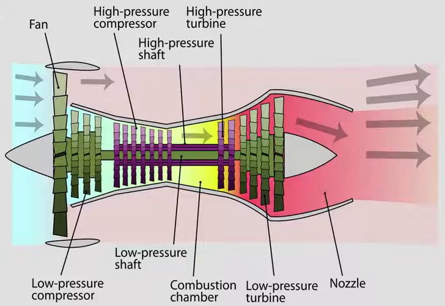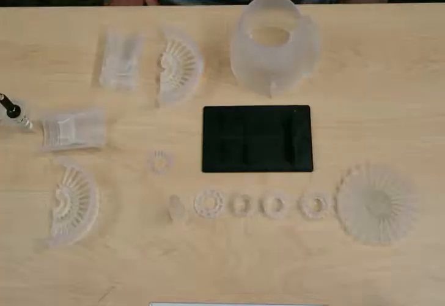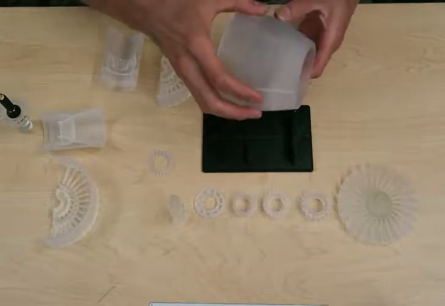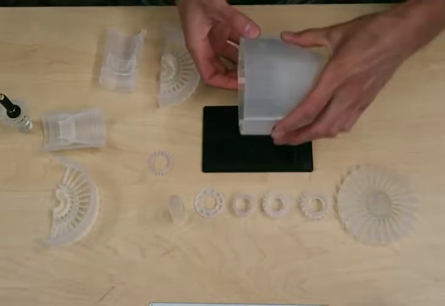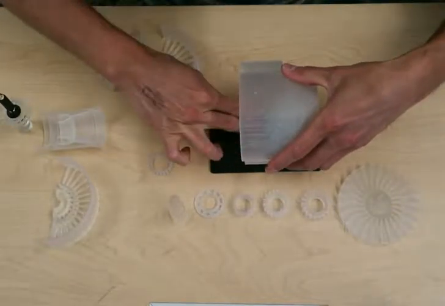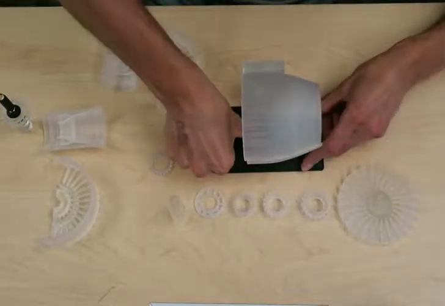The engine we decided to print is similar to this picture. It's a high bypass turbine commonly found on commercial aircraft. What that means is about 80% of all airflow through the main fan actually bypasses the combustion section, and 20% goes into the combustion section.